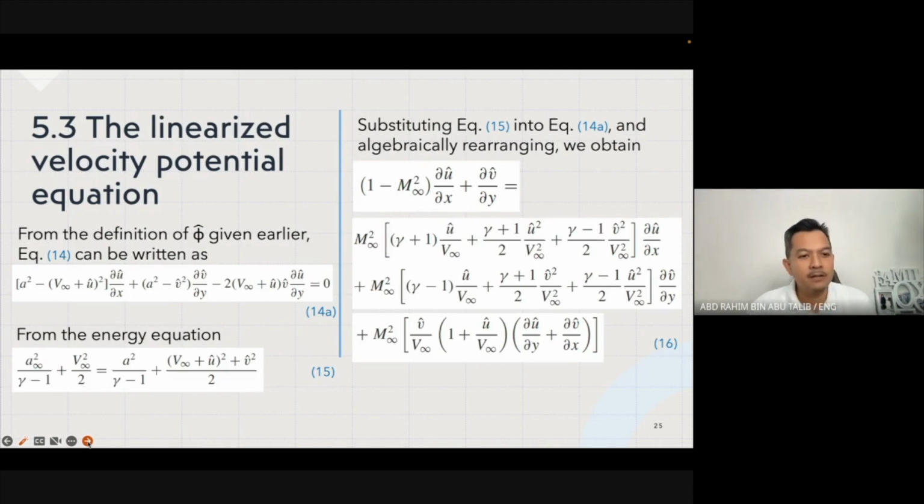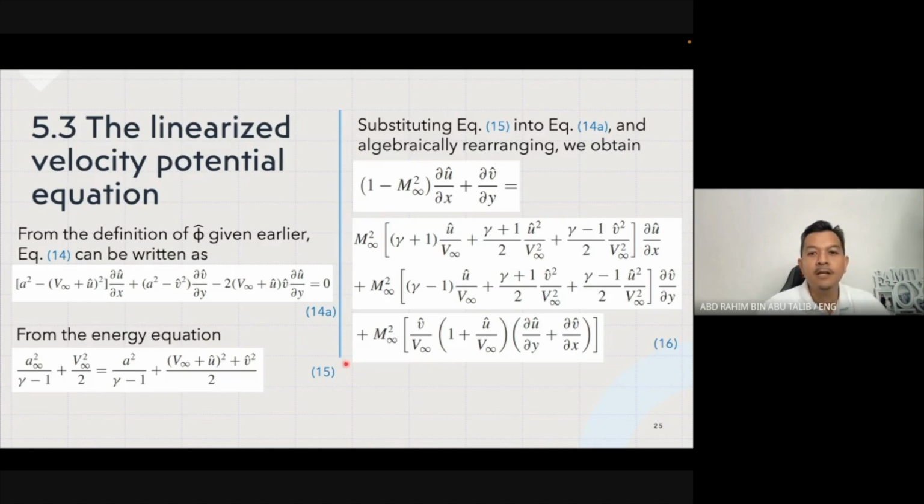So what happened is that the definition of the perturbation velocity potential, phi hat, given earlier in equation 14, can be written as the components of perturbation velocity for u as well as for v, right? Okay. So we call this equation 14a. And from the energy equation, we can then express the component as equation 15.